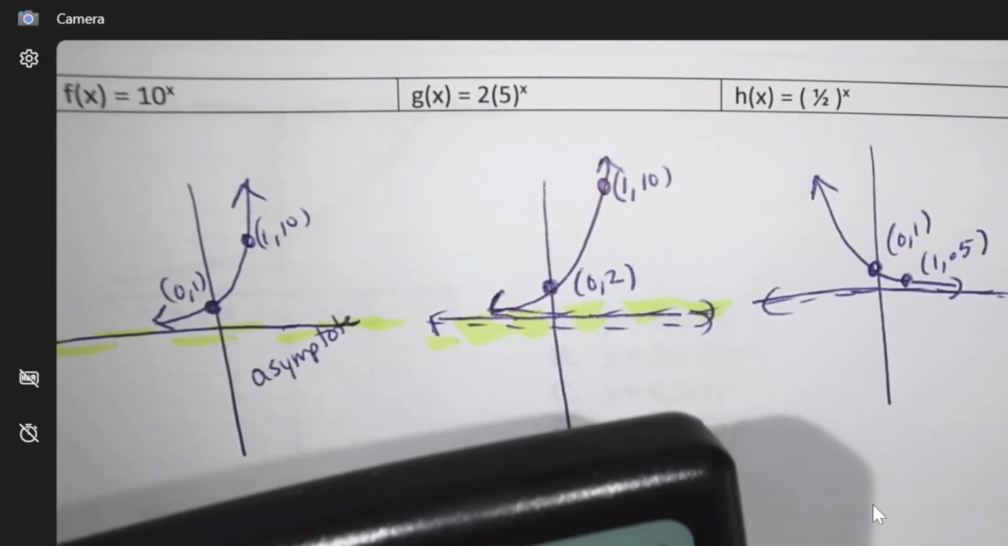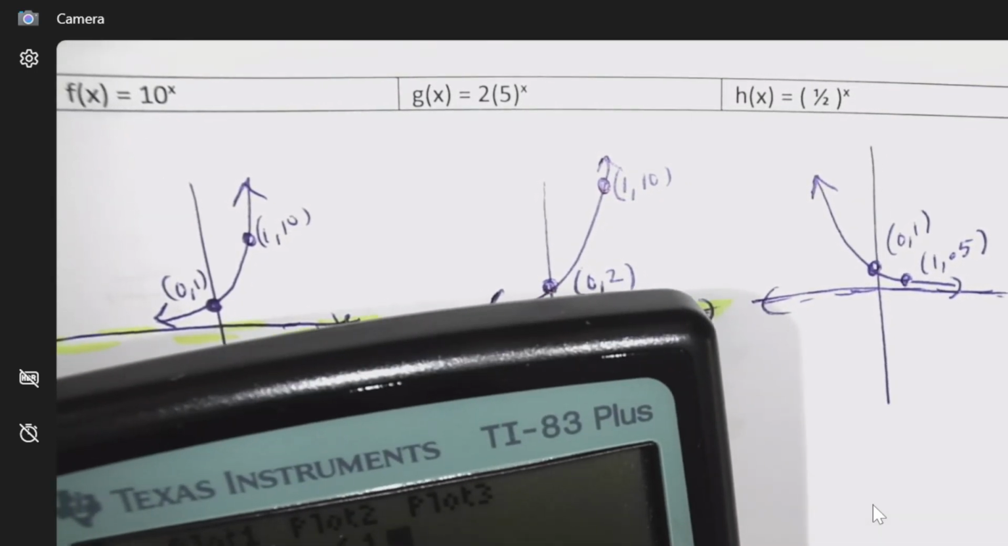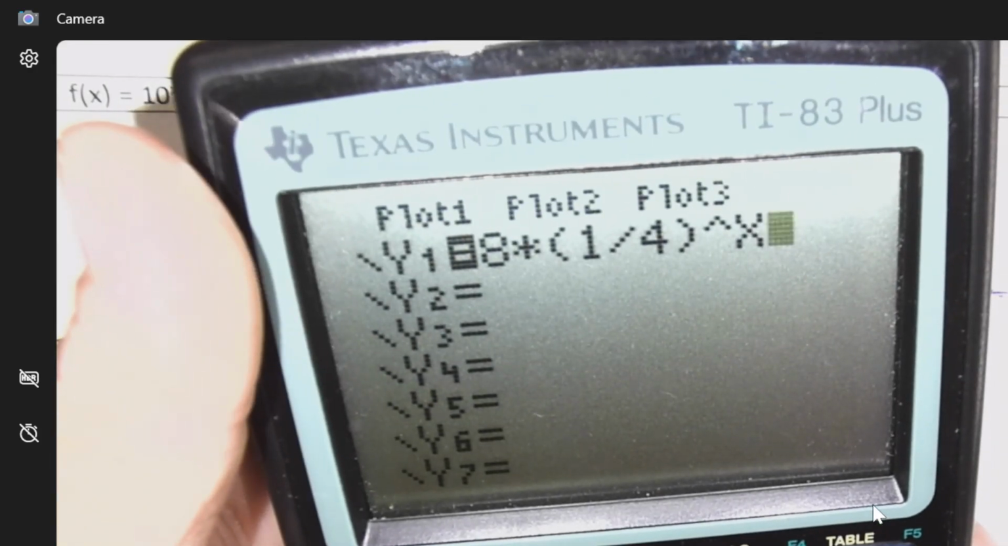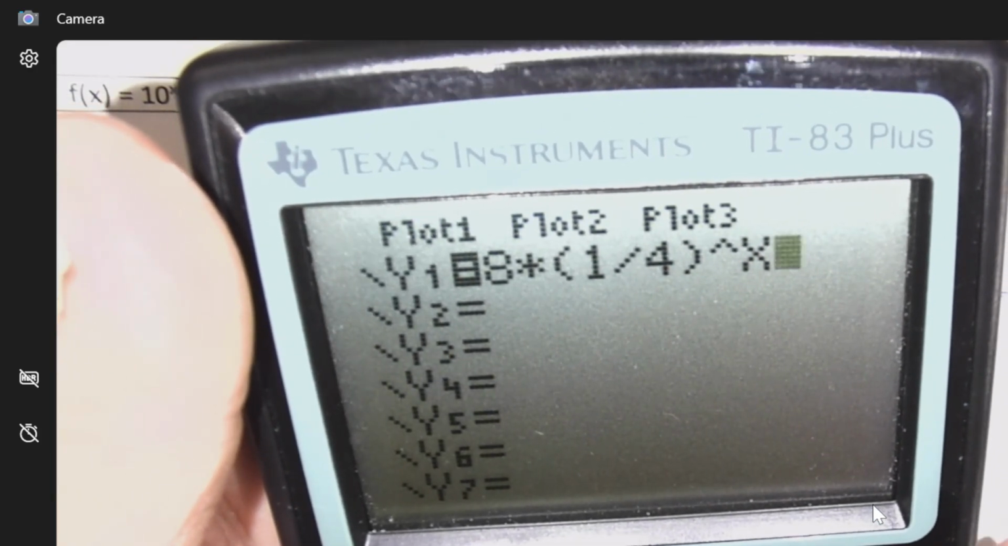Okay, last one. Go ahead. So y equals 8 times brackets. This is what it should look like. 8 times brackets 1/4 to the x.